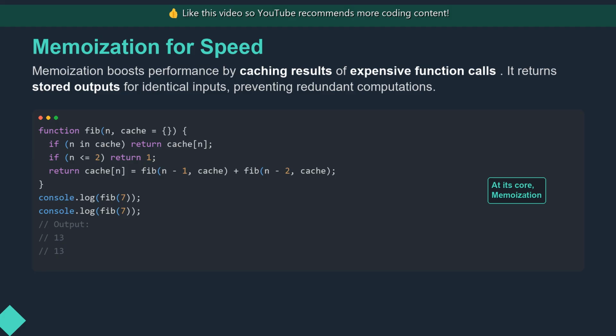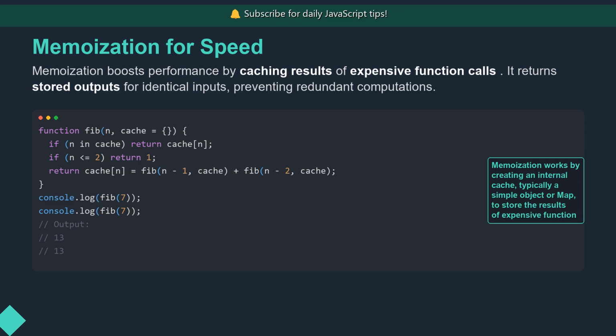At its core, memoization works by creating an internal cache, typically a simple object or map, to store the results of expensive function calls. When the memoized function is invoked, it first checks if the inputs, or arguments, have been processed before by looking them up in this cache. If the arguments match a previous call, instead of re-executing the entire function, it simply retrieves and returns the pre-computed result directly from the cache.